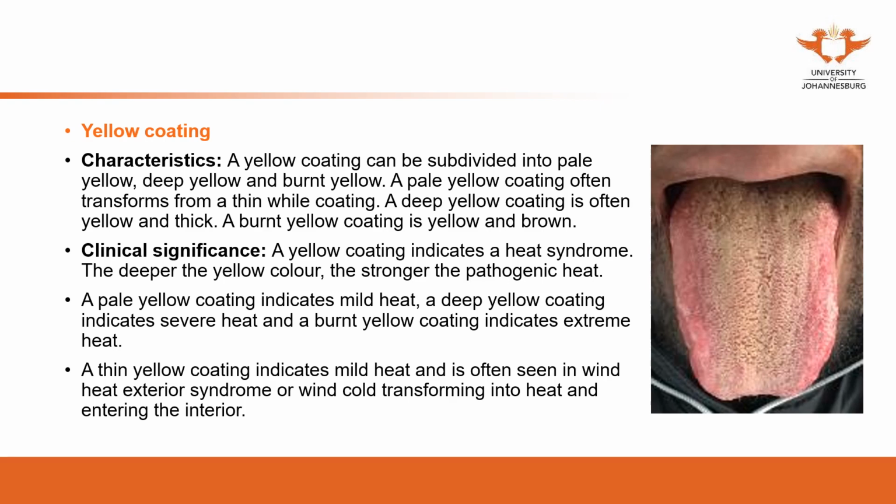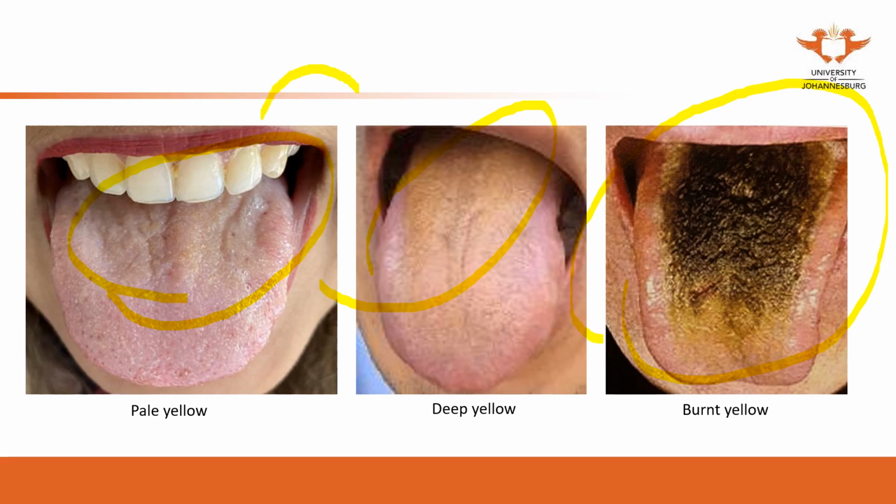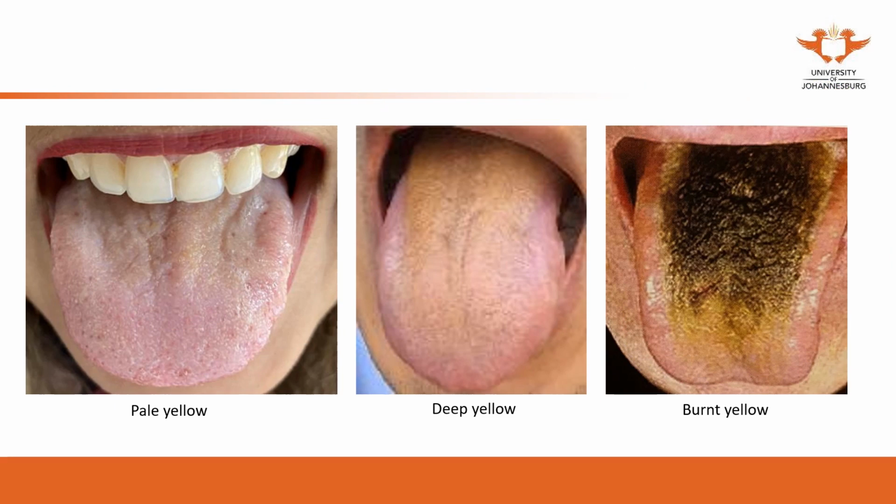The deeper, the stronger the heat. So here are three images of the different colors. The pale yellow, slightly yellow, the yellow, and the burnt yellow. So here it can indicate the heat, how the heat gets worse and worse. And also from this image, you can consider it a greasy coating because it's shiny as well. So it's a thick yellow greasy coating. This image, thick yellow greasy coating.